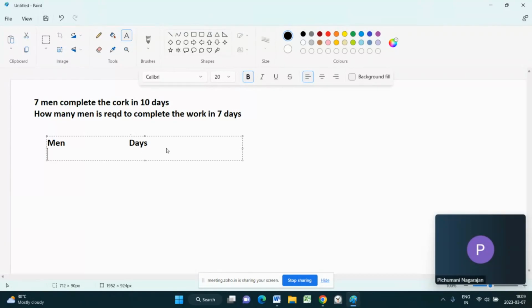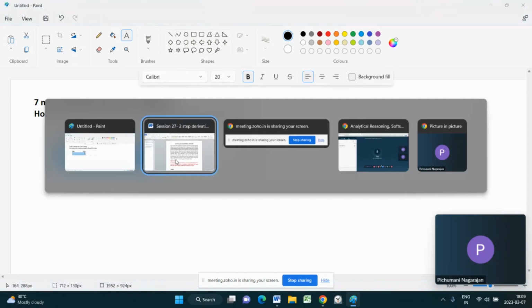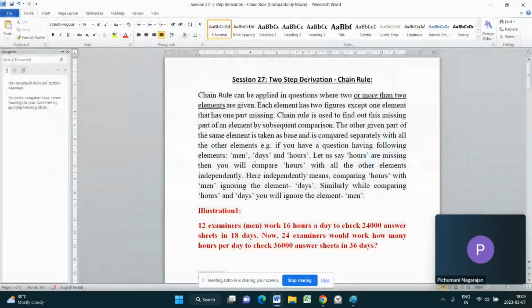So how many men in the first case? 7. In how many days do they finish? 10. Men we don't know, and in how many days it should be completed we know, 7. So it means there are two elements, men and days. In the first part, both elements have data. In the second part, one element has data, the other one has no data. This no data we are going to find using the remaining element. This is the chain rule. Chain rule is used to find out the missing part of the element by subsequent comparison.